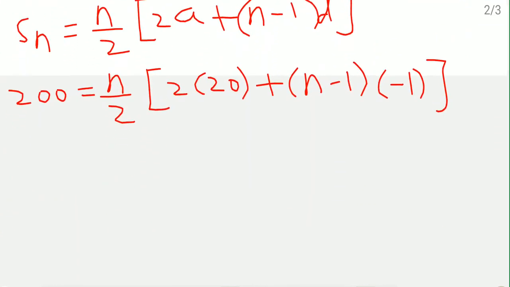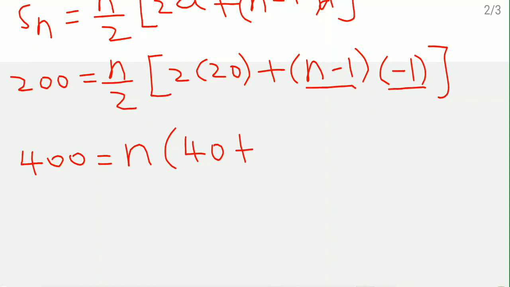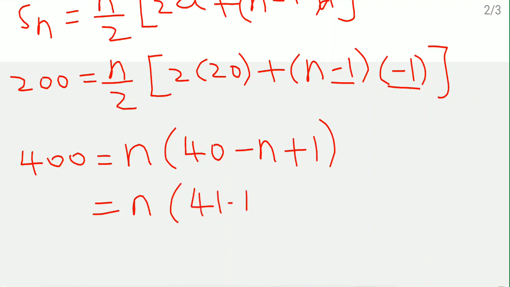See, this 2 I will send that side. So it is 400, which is equal to n inside the bracket 40. Now remember, this minus 1 is multiplying to this bracket. Okay, so minus 1 into n, which is what? Minus n. So minus n, minus 1 into minus 1, it is plus 1. See here. Now this is n. This one is 41 minus n. We'll multiply it now: 41n minus n square. Okay.